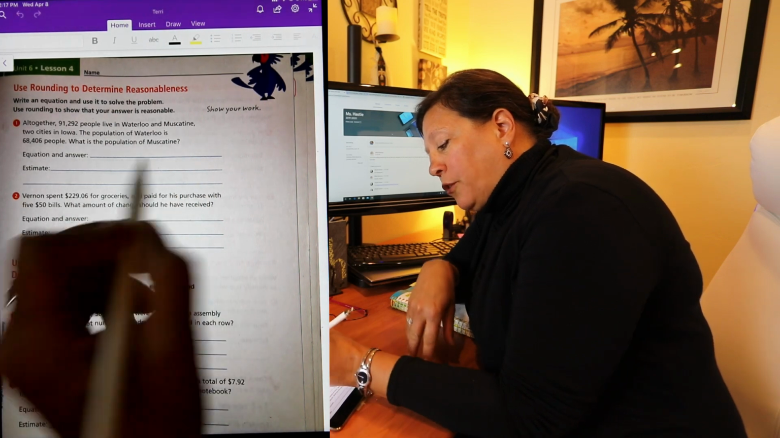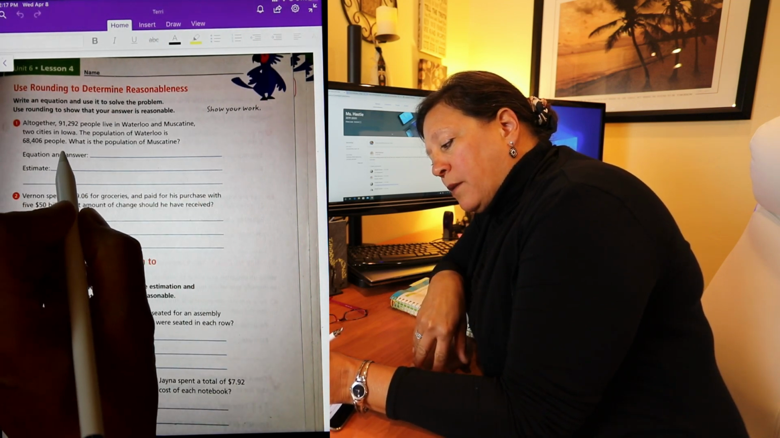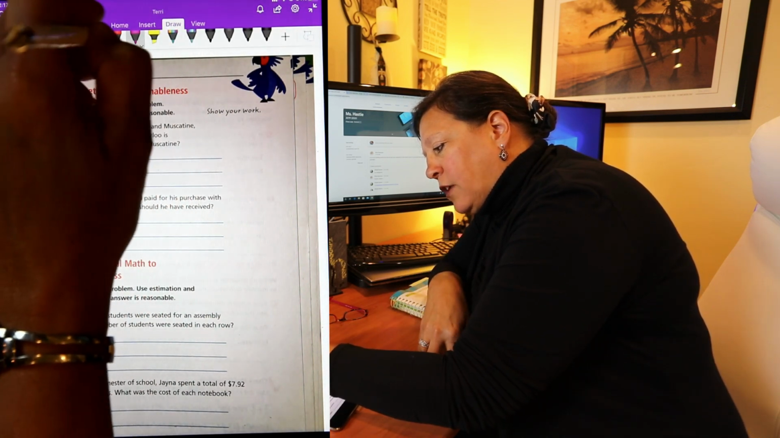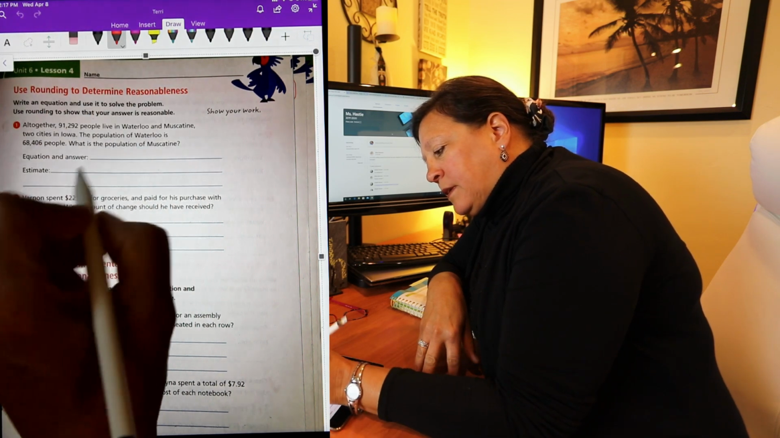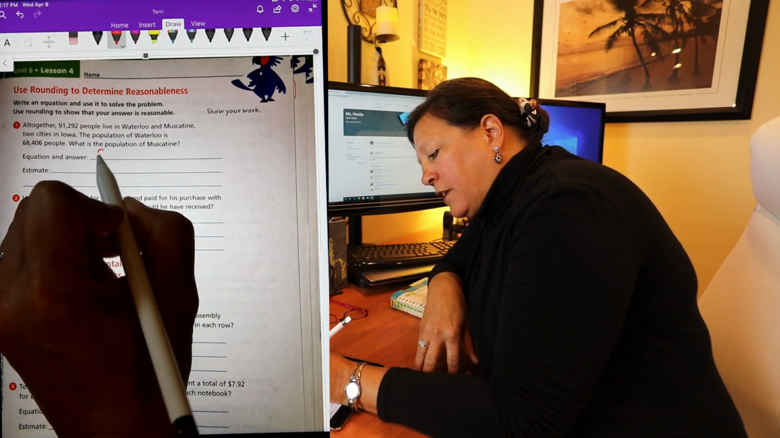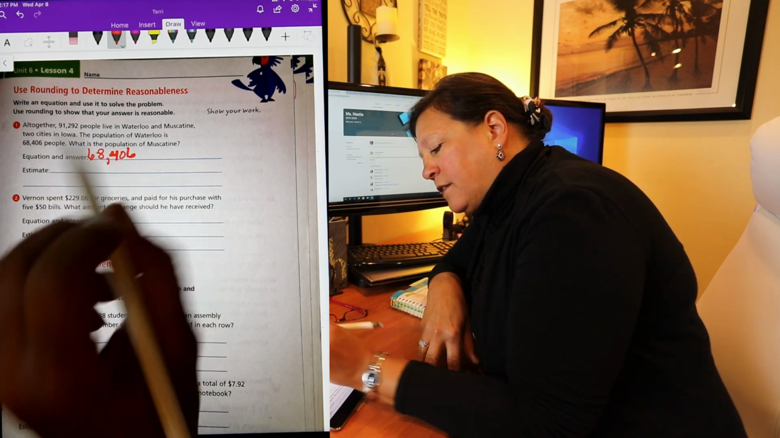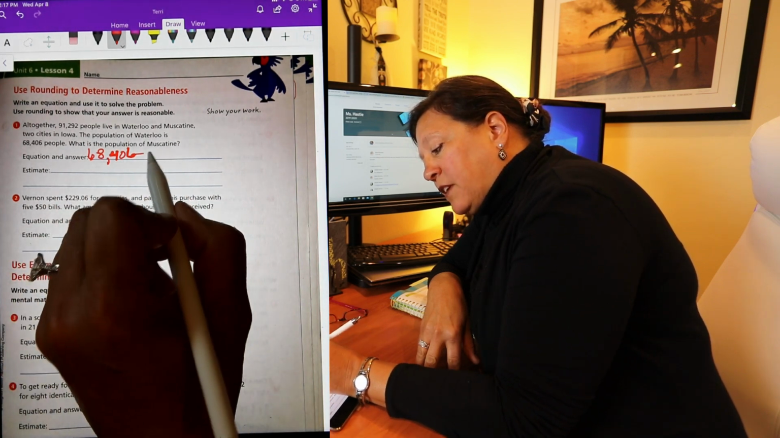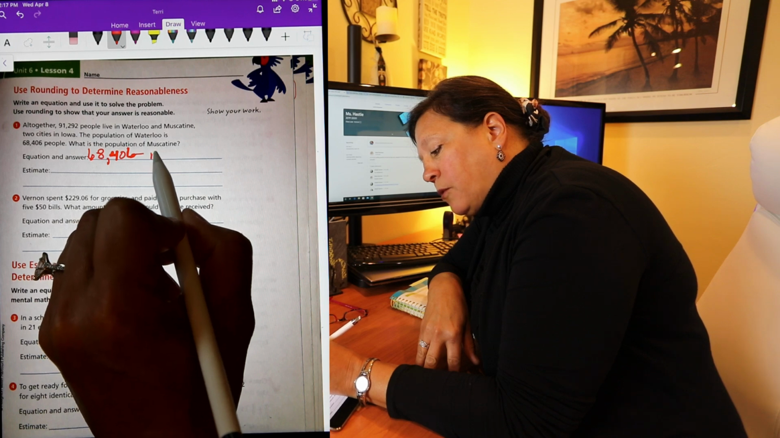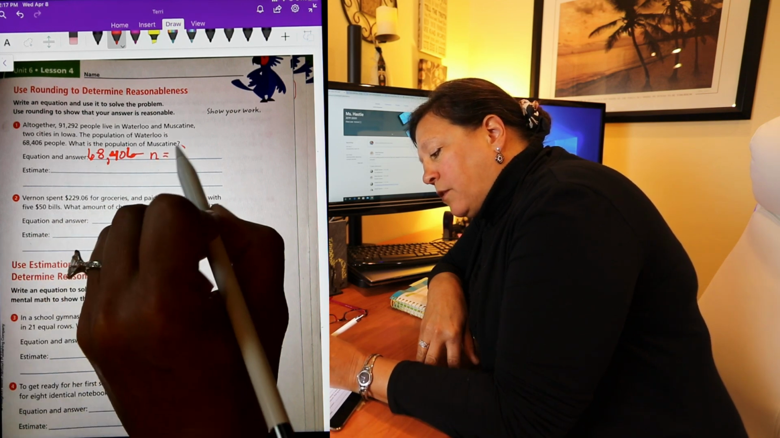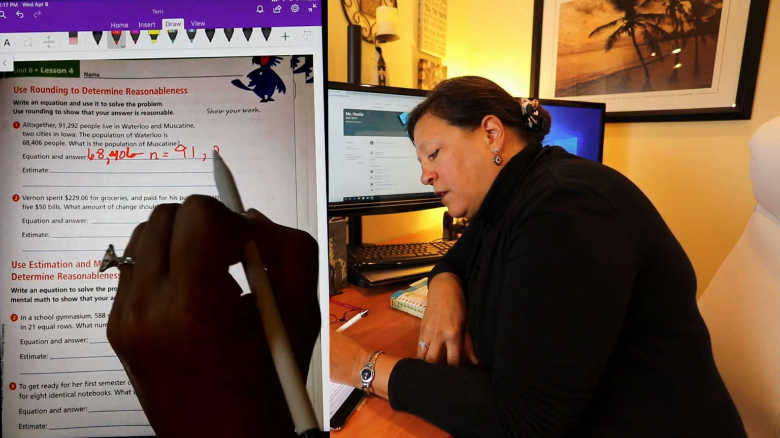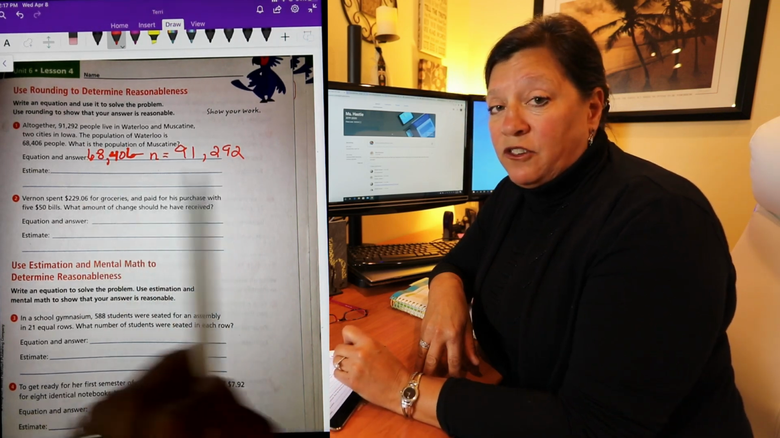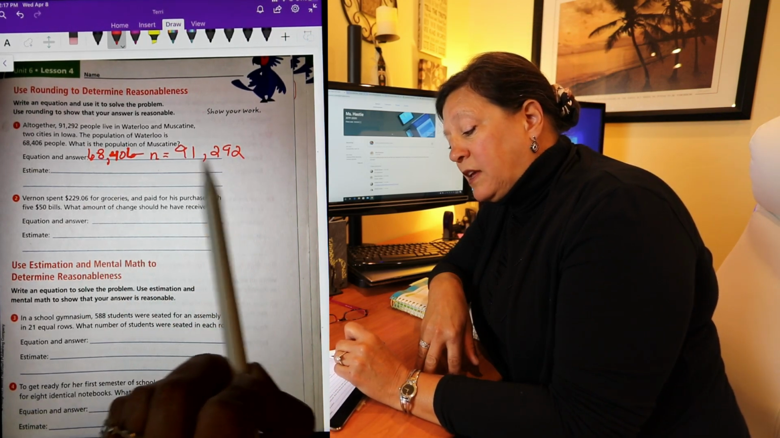Well, we know the total number and we know the population of Waterloo. I've got to get my drawing tool on. So we know that there are 68,406 in Waterloo, but we do not know how many people are in Muscatine, so that is our unknown. We'll call that N. But we do know there's a total of 91,292.